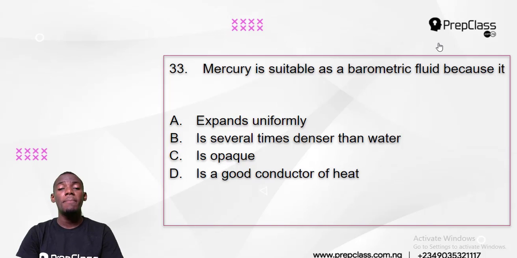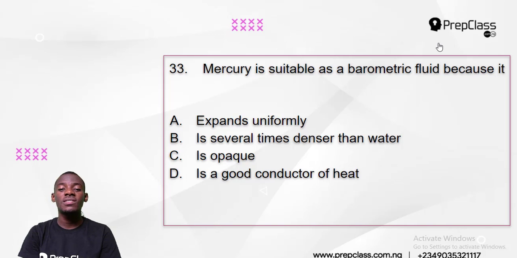Why do we use mercury not as a thermometric but as a barometric fluid? That means we use mercury for making barometers. Do you have any idea? Why not water? Why mercury? Is it because it expands uniformly? Does mercury expand uniformly? Yes.